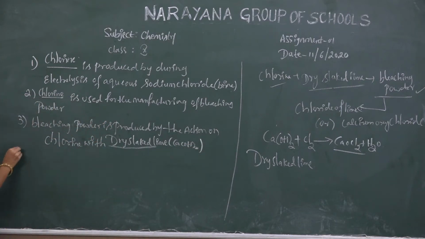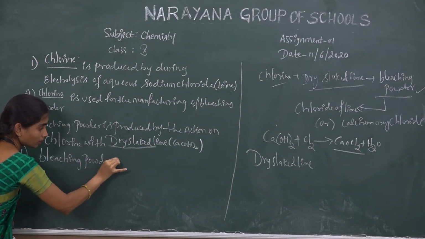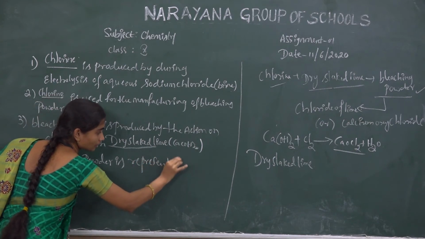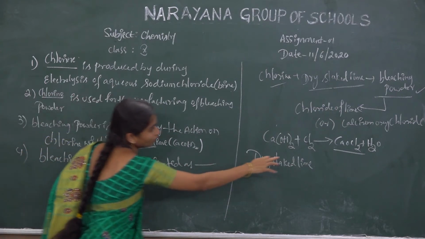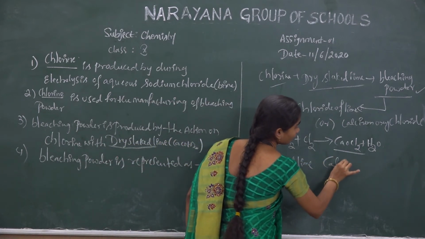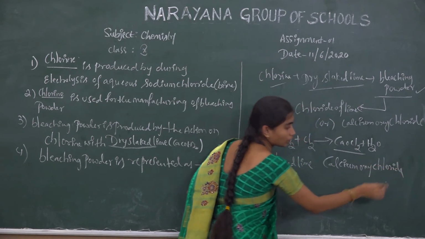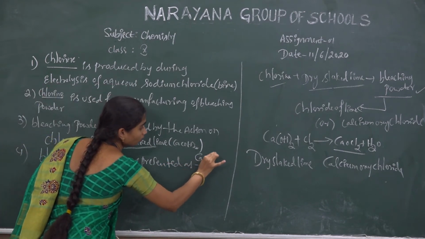The fourth question: bleaching powder is represented as what? Here we write the formula of bleaching powder. What is the formula? We got calcium oxychloride, whose common name is bleaching powder. So the formula is CaOCl2.